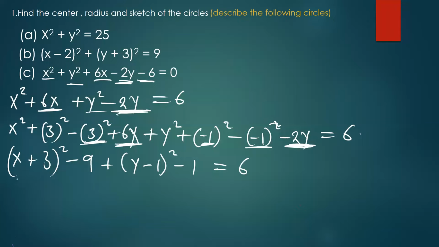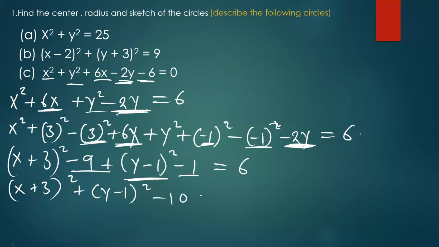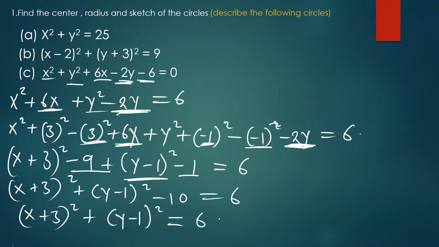So we can pair the like terms. We have x plus 3 squared, and that part there, which is y minus 1 squared. Then -9 and -1, when you add them, you get -10. And this is equal to 6. So we can write this as x plus 3 squared plus y minus 1 squared minus 10 is equal to 6. When you take this to the other side of the equal sign, you have plus 10.